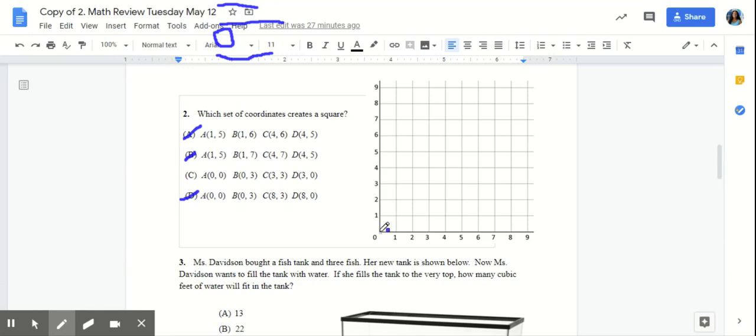C, starting at the origin, 0, 0. Coordinate B is 0, 3. Coordinate C is 3, 3. And coordinate D is 3, 0. Here we have a square, so C is correct. Again, if you notice that you've made some mistakes, make sure that you're correcting your work as we go along.